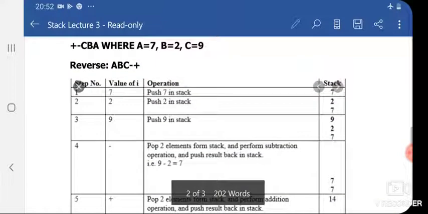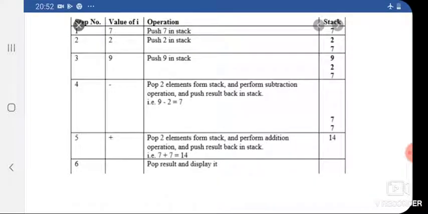Next incoming symbol is plus. Again we pop the first 2 operands from the stack. Let us say them as s1 and s2. Therefore we pop 7, 7. We consider them as s1 and s2 and we perform 7 plus 7 equal to 14, and we push the result 14 to the stack.